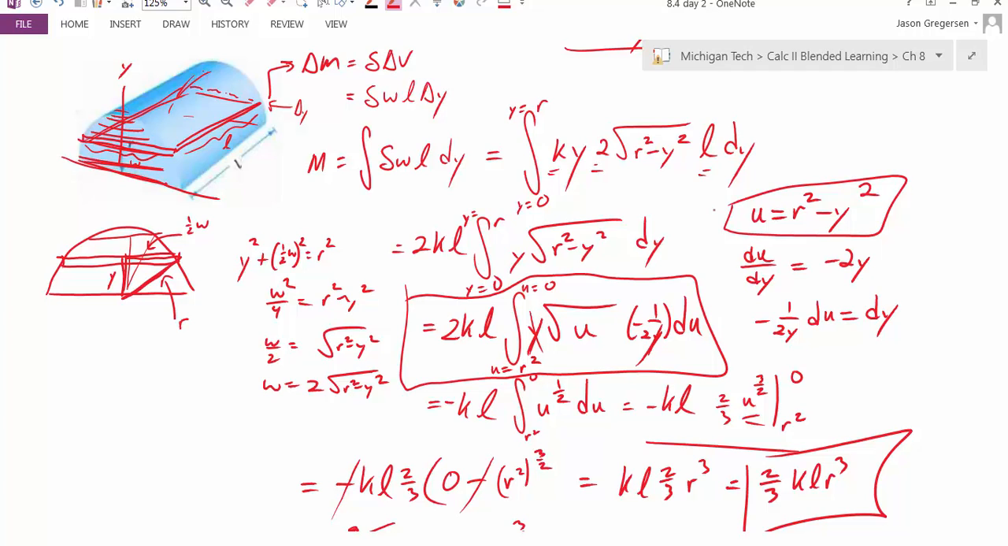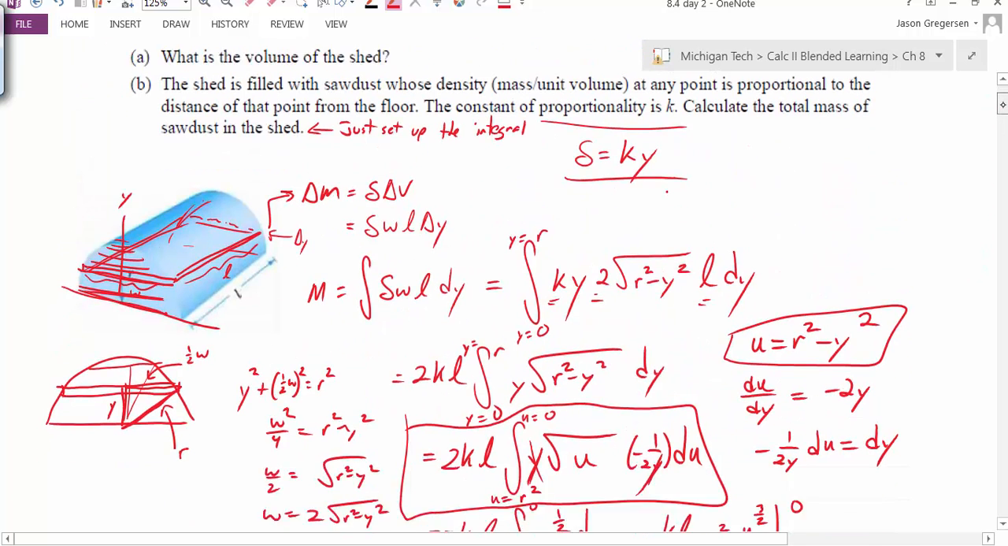That's pretty much the nature of this chapter. These are word problems. They're long problems. There's lots of steps. The game is, can you make it all the way through to the end and get some sort of value? Now we have 2/3 k times L times R cubed, and that represents the total mass of sawdust, I believe, in this shed. So big problems.